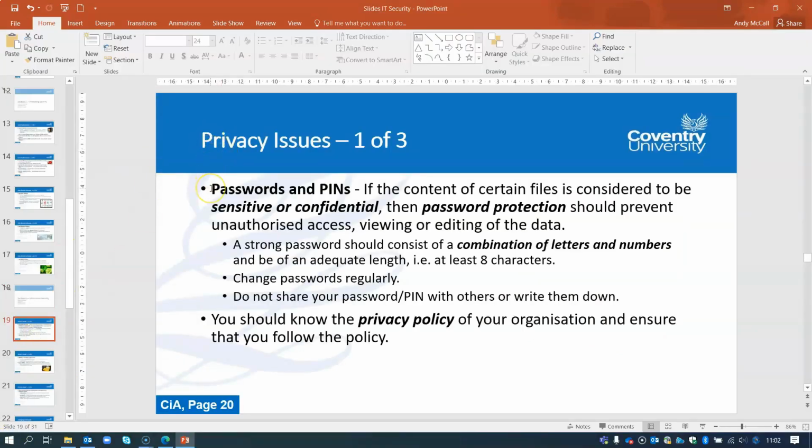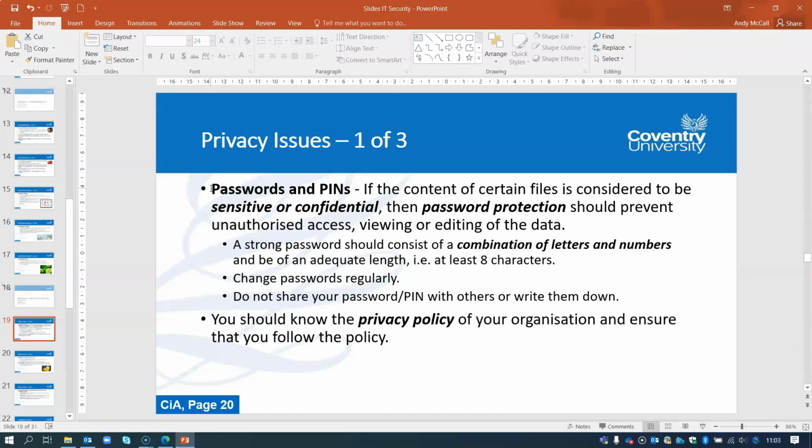So the first part is privacy issues, which covers passwords and PINs. I'm not patronising you, but I'm sure you have previously had a situation where you've had to use a PIN or a password to get through to your own account. That could be a bank account, or anything with your personal and sensitive information.